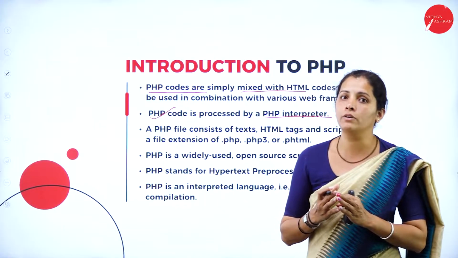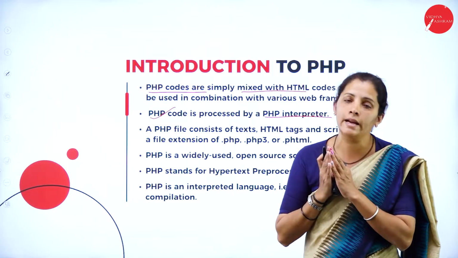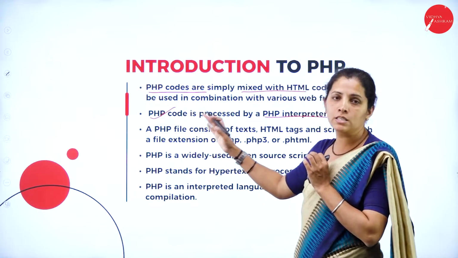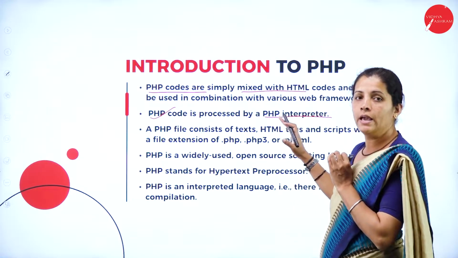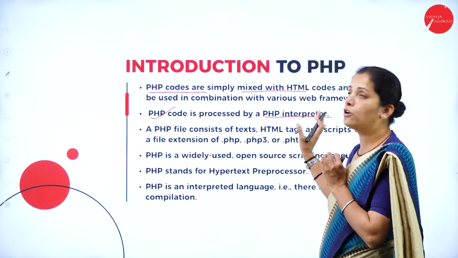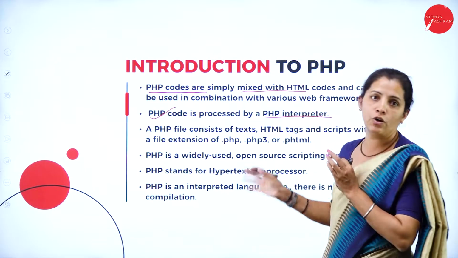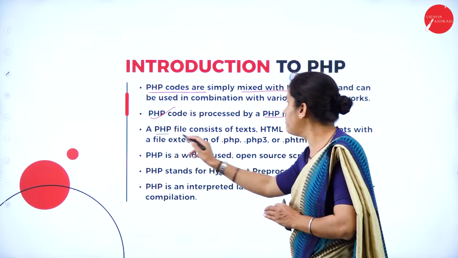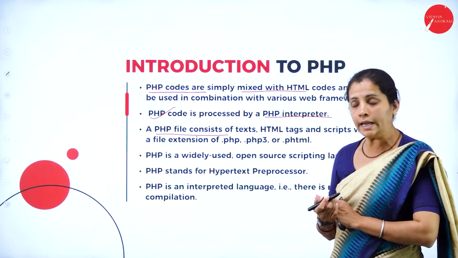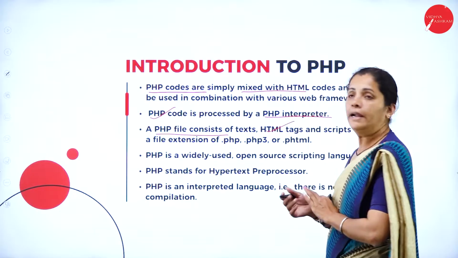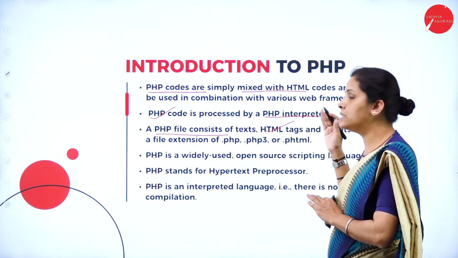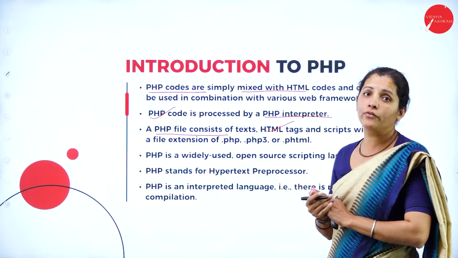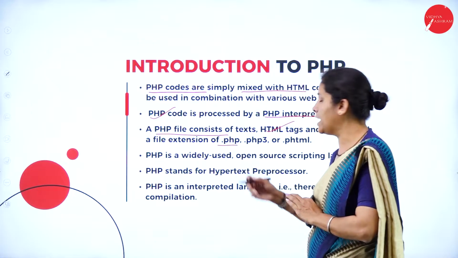Interpreted in the sense what? We execute one line at a time and display the output. So PHP code is processed by the PHP interpreter. We are not using any compiler. Instead of that, we use an interpreter. A PHP file consists of text. It even includes HTML tags along with the scripts, and the extension of the file is .php.